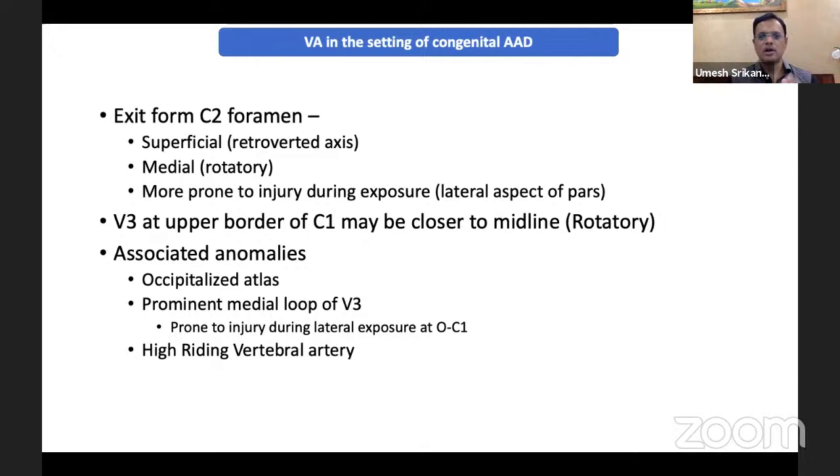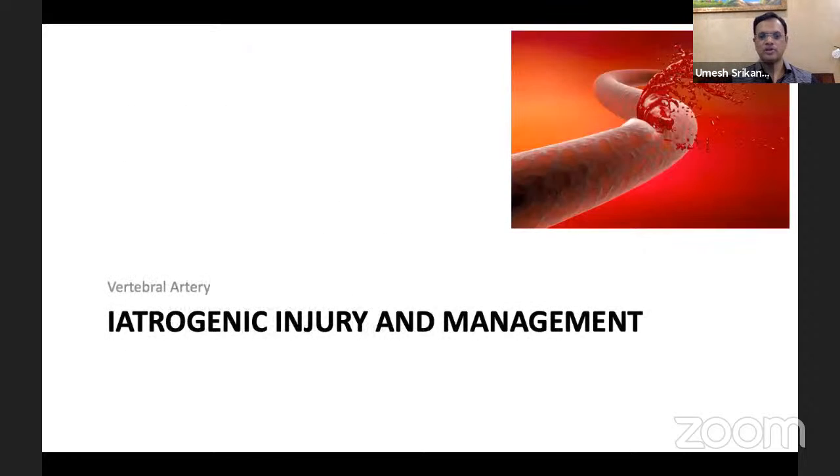Of course, the vertebral artery at the upper border of C1, the V3 portion, again due to a rotatory abnormality, may be closer to the midline on one side, which is important to keep in mind. Apart from the occipitalized atlas and the high riding vertebral artery, which we already discussed, a prominent medial loop of the V3 segment, that is the vertebral artery above the level of C1 between occiput and C1, is important to identify in those cases.